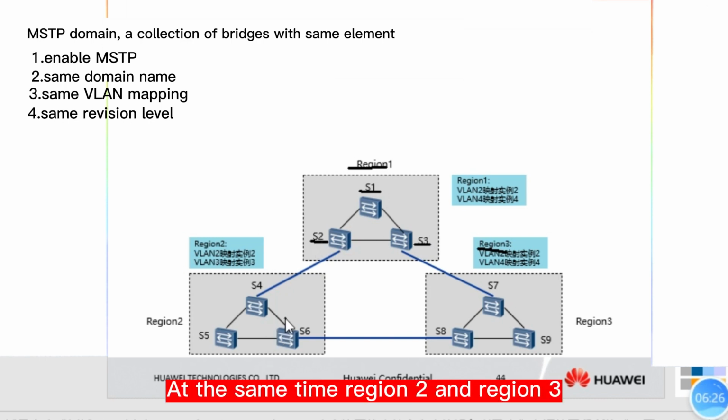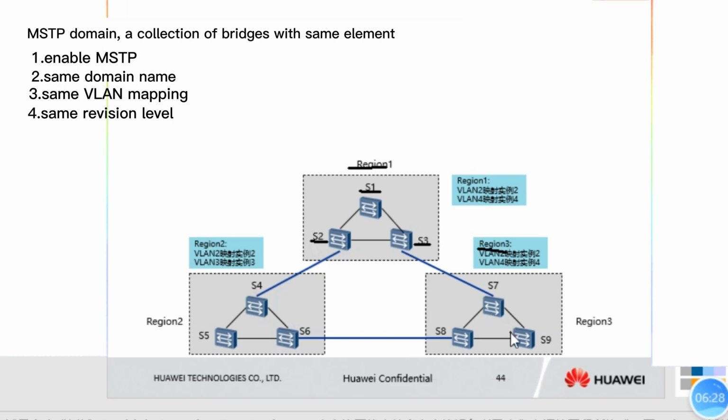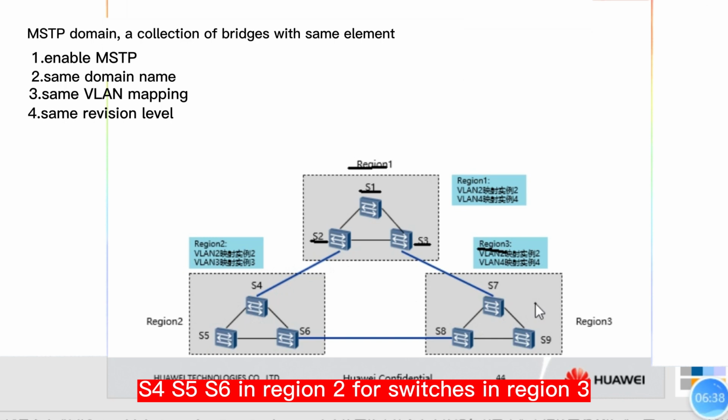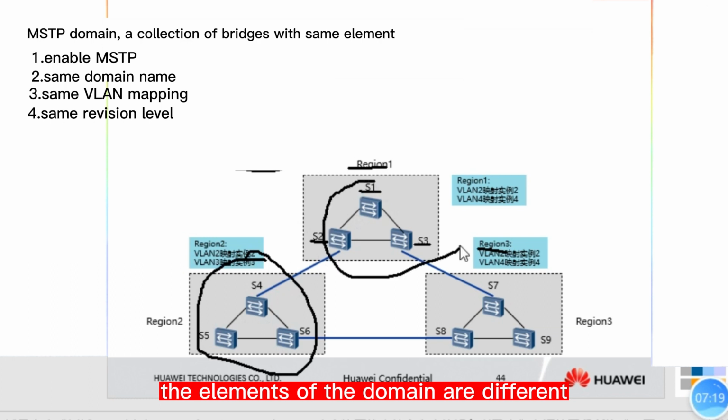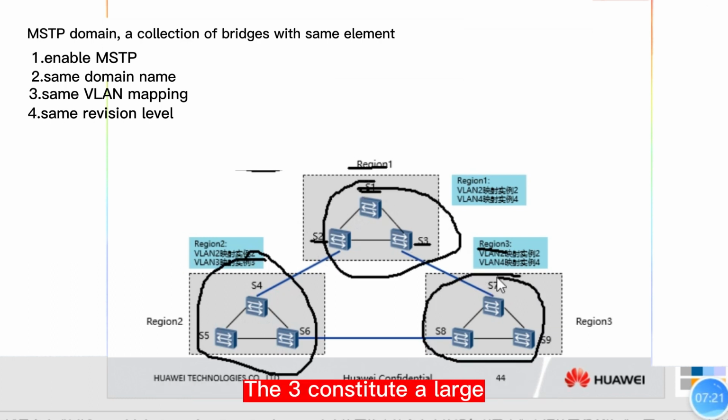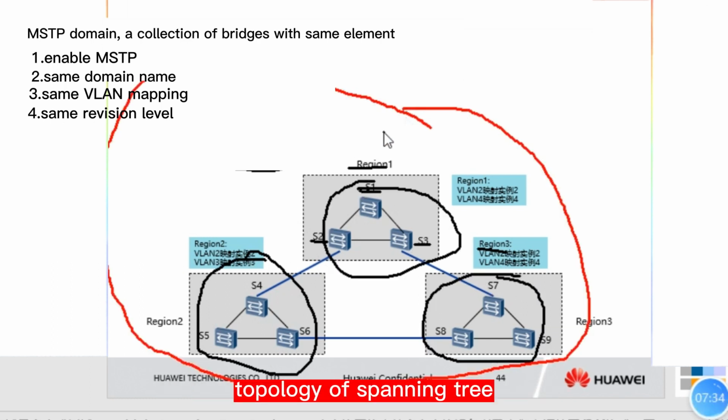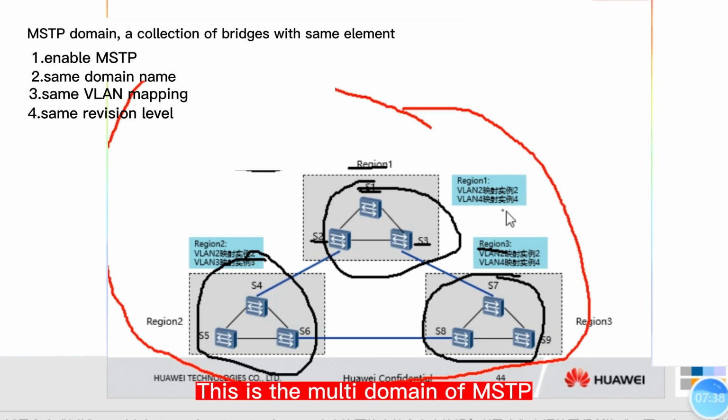At the same time, region 2 and region 3 are the same, with their switches in the same domain respectively. Why are there 3 domains? Obviously, S4, S5, S6 in region 2 and the switches in region 3 differ in the elements of the domain. The 3 regions constitute a large spanning tree topology. This is the multi-domain of MSTP.